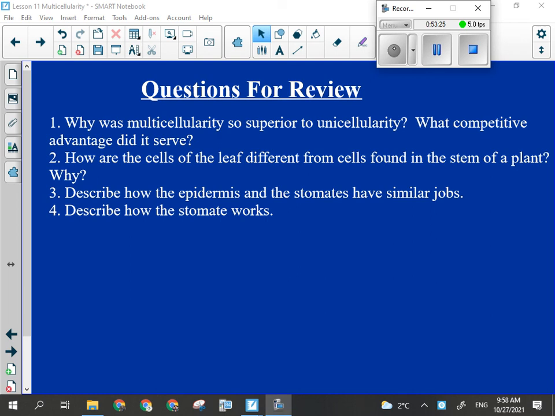Would it also help them be a bit more mobile? Well, plants aren't mobile, but they're multicellular. I mean, for an animal, yes, bigger, faster, stronger.